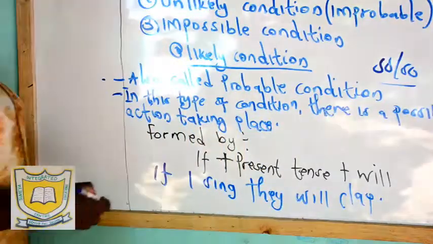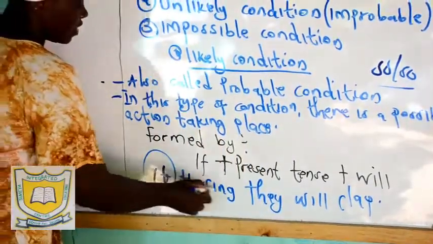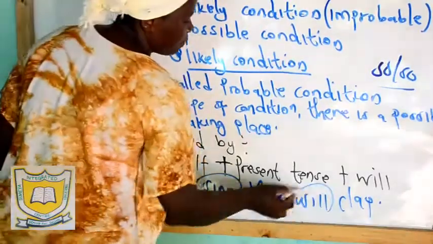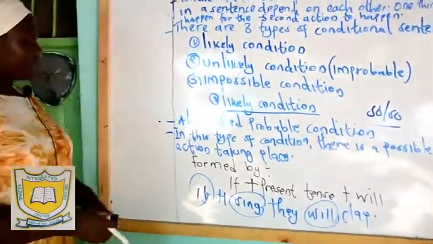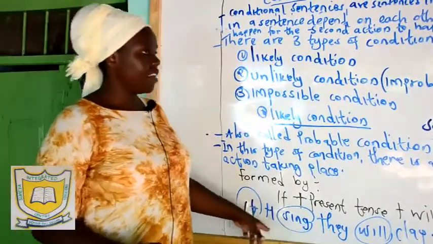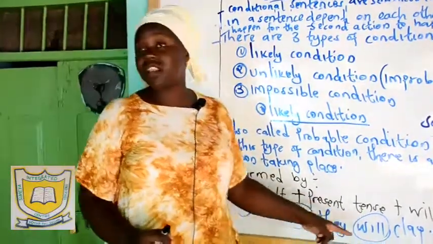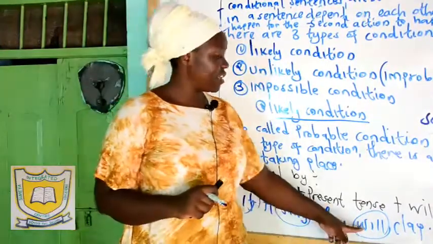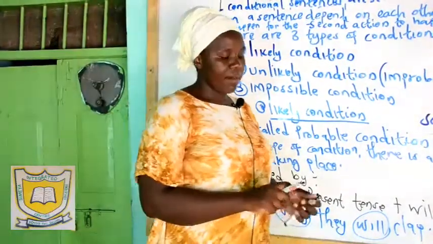I'm having if plus a present tense plus will. So if you see a sentence where they give you if and then the present tense, and they ask you to complete the sentence, then you complete the sentence using will. Why am I saying that?